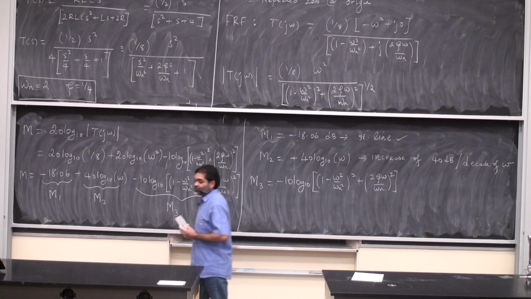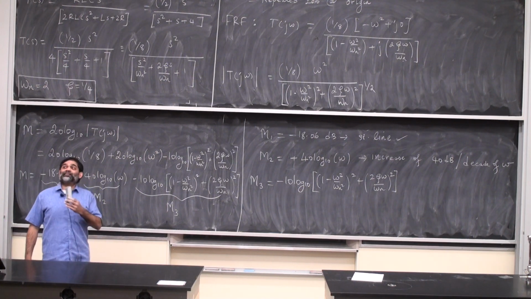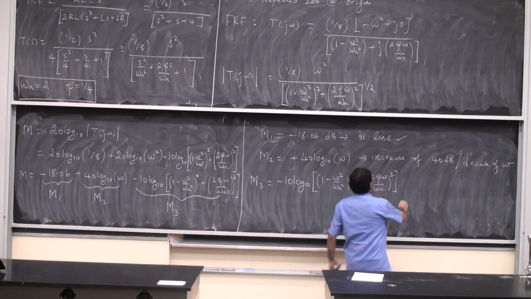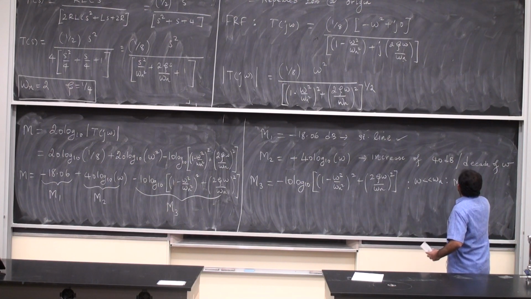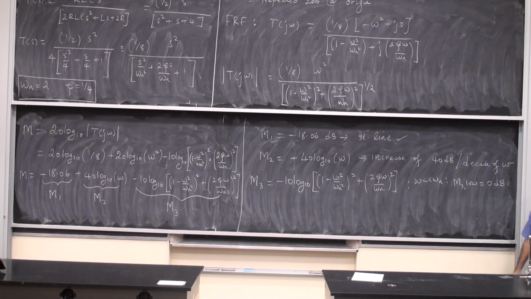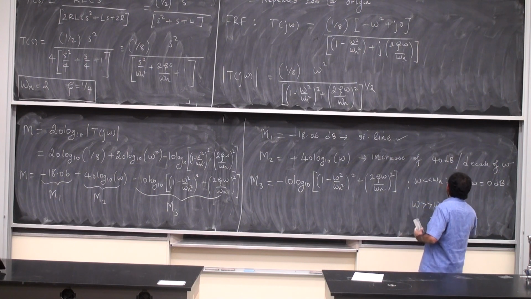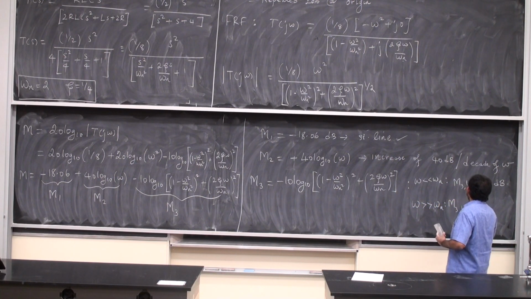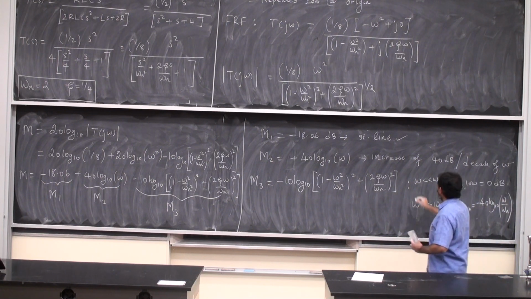Please go to recitation if you haven't done so. Please look at the recitation notes. You split this into a low frequency asymptote and a high frequency asymptote. The low frequency asymptote becomes 0. Please look at last lecture. For omega much less than omega n, M3 low is 0 decibels. For omega much greater than omega n, M3 high is minus 40 log 10 of omega by omega n.